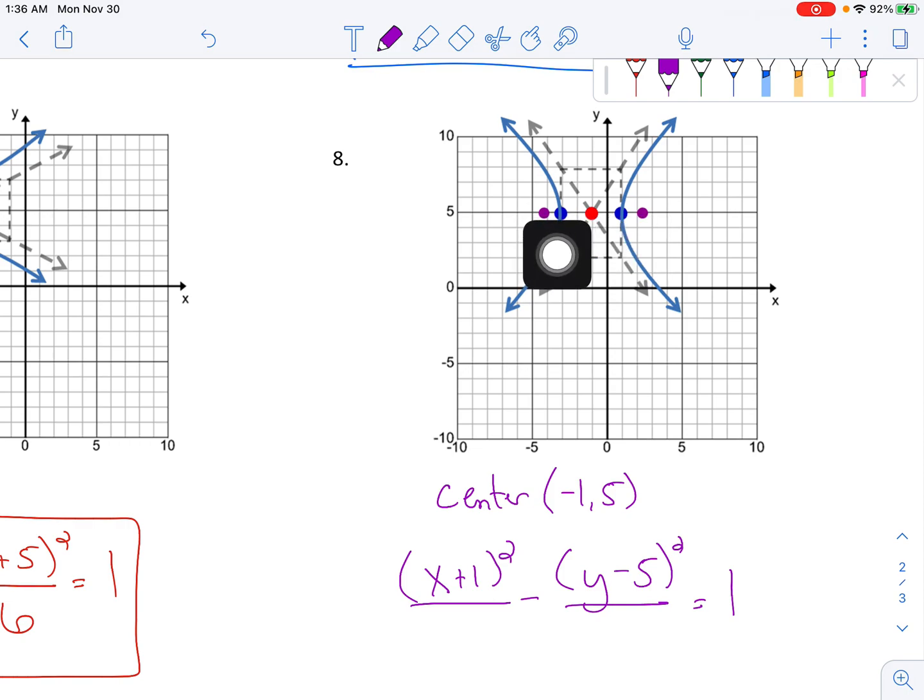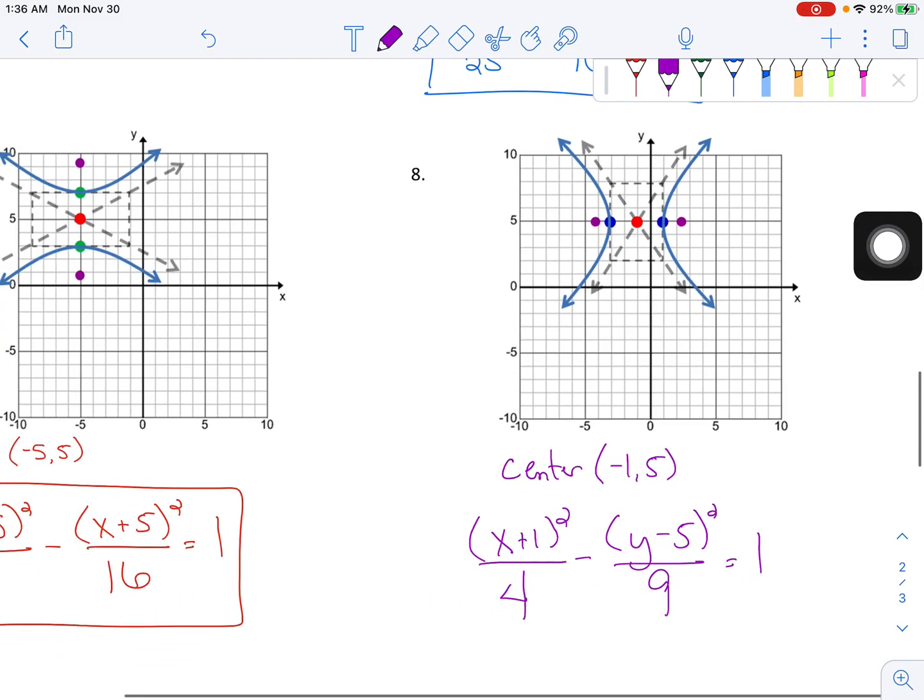So let's see, the transverse axis here from the center to a vertex is 2 units. So that's going to be 4. Conjugate axis from the center to the edge of the rectangle. So 1, 2, 3, squared out, that makes 9.